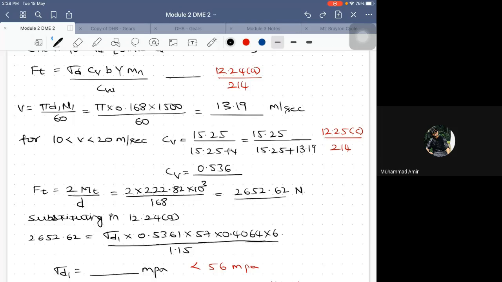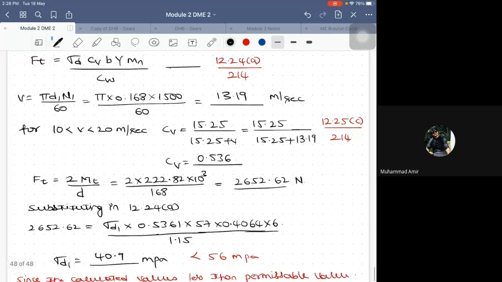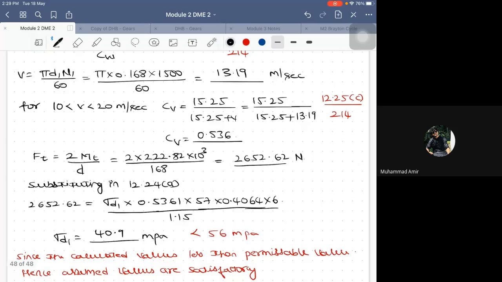Okay, 40.9. So 40.9 is less than 56. Now write the statement which is most satisfying for me. As I told you in the last class, writing these statements is most satisfying. Whenever you solve a couple of problems, you will find the essence of that satisfaction when you write this: since the calculated values are less than the permissible values, the assumed values are satisfactory. Just write it and leave it there.